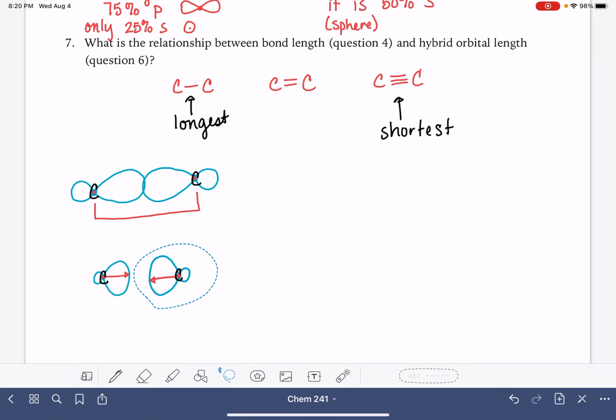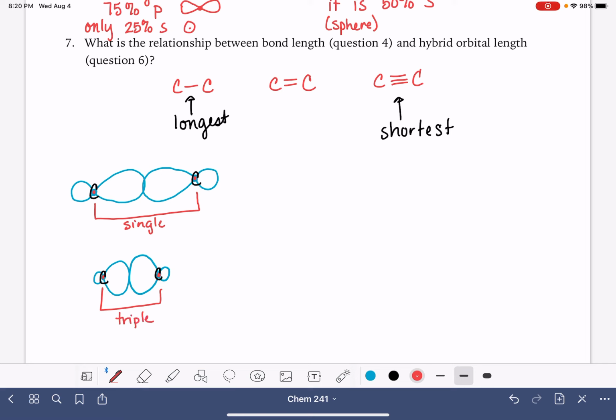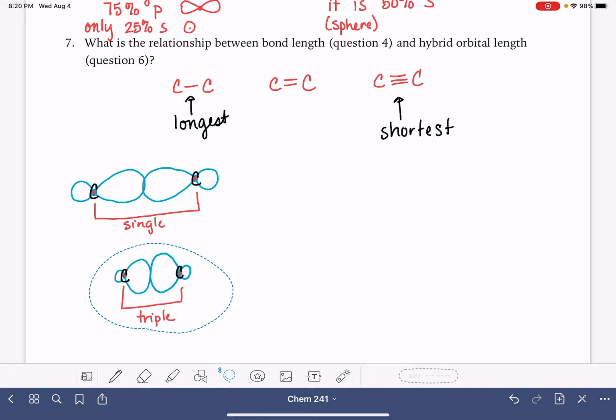Because these sp orbitals are so stubby and s-like, the atoms actually have to come really close together to get that contact, to get that interaction. So this is what we end up with, and here is our bond length. This would be a single bond, and this would be a triple bond. Now this picture is pretty dramatic. The relative size between a single and a triple is not as dramatic as what I've drawn here.